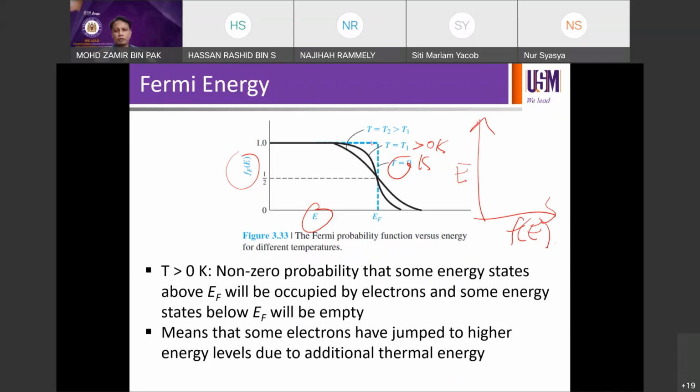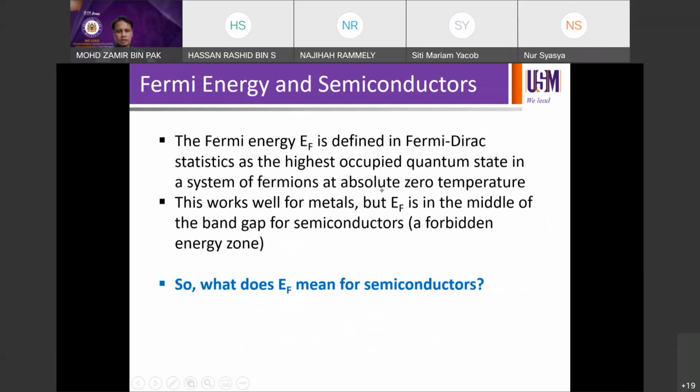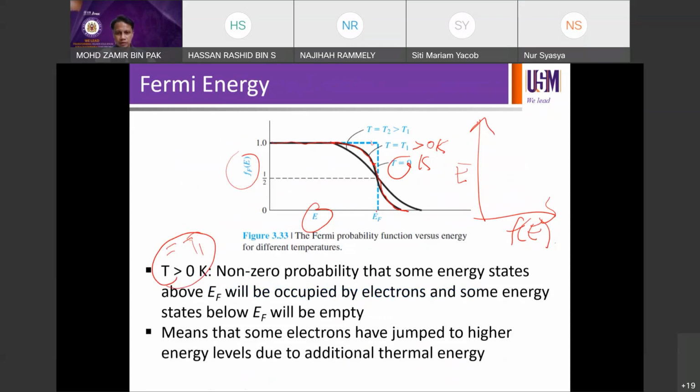Okay, so if you look at this curve, for example, at T more than 0 Kelvin, or when T is equal to T1, you can see that the graph now takes this shape. It's no longer a step function. You can see that graph, and EF is here. So before this, we got all the electrons in the E below EF as 1.